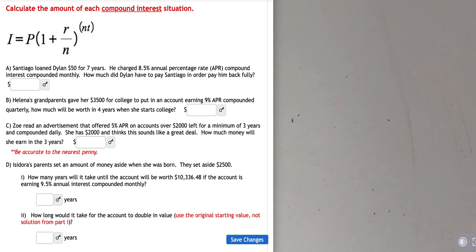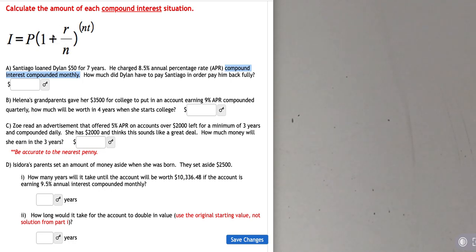All right, this video is going to walk you through how to do some investment questions that deal with compounding interest. The first one you're going to notice here has Santiago getting loaned $50 for 7 years. He charged 8.5% annual percentage rate. As you notice, you read these questions and it talks about compounding interest. The compounding interest formula is as you see it right here.